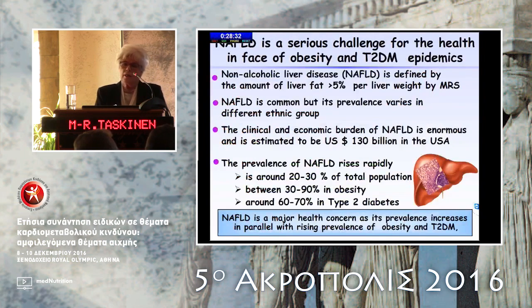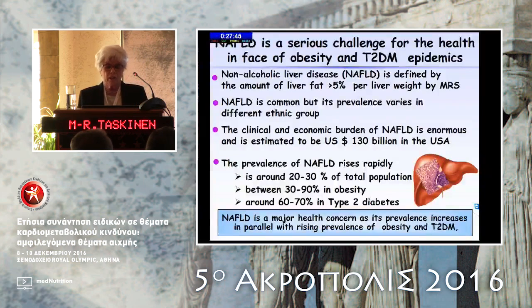Very recent clinical data indicates that the clinical and economic burden of non-alcoholic fatty liver disease is enormous. There was just a paper published in Hepatology where they estimated the cost to be $130 billion in the US. The prevalence rises rapidly in obesity as well as in type 2 diabetes, where it has been estimated to be present in 60-70% of the patients. So this is really a major health concern. As said, prevalence increases in parallel with the rising prevalence of obesity and type 2 diabetes.